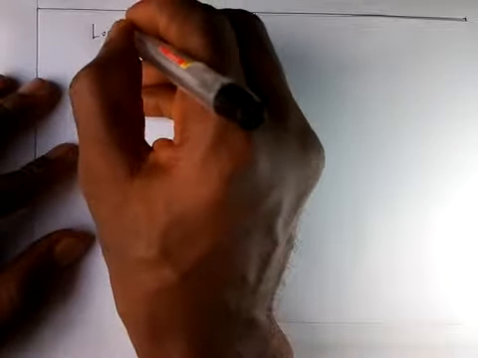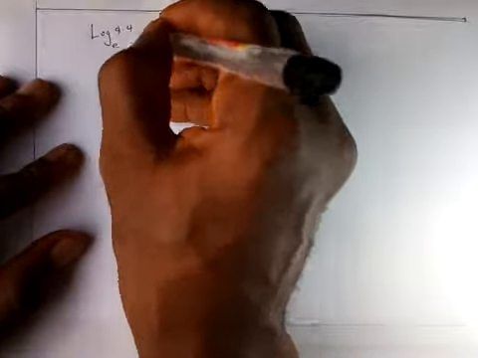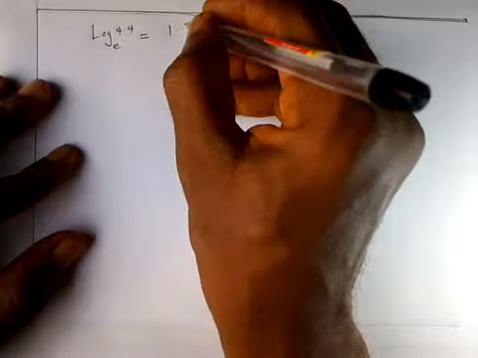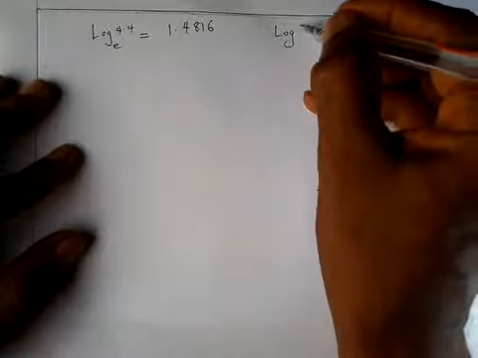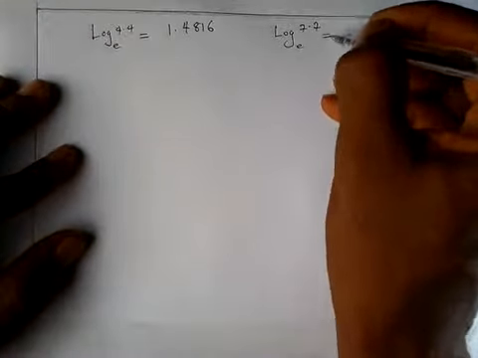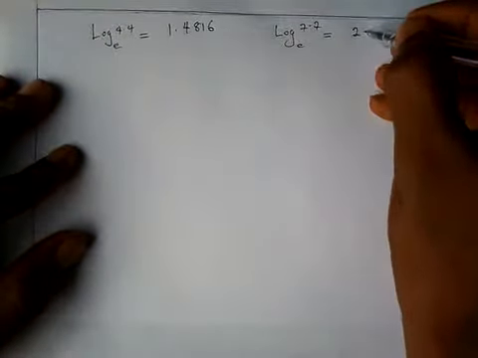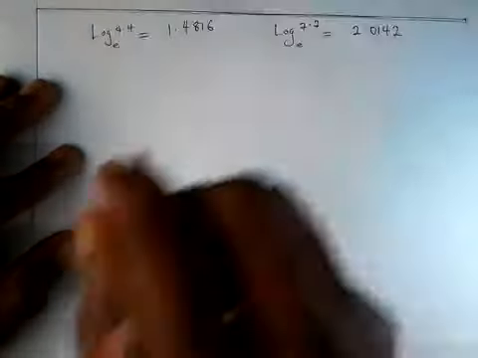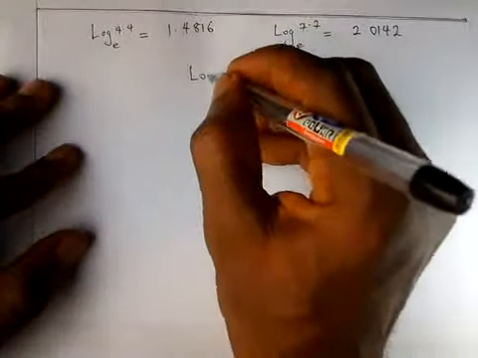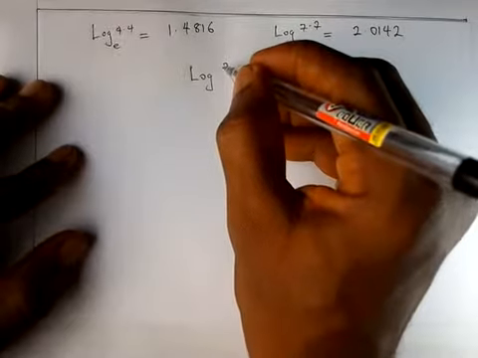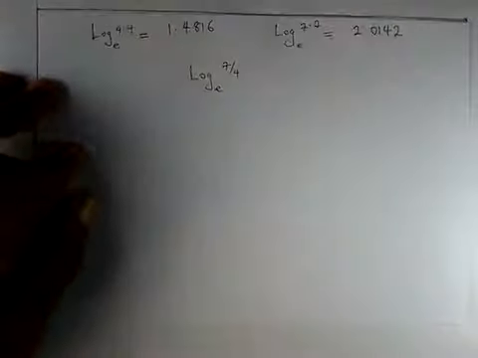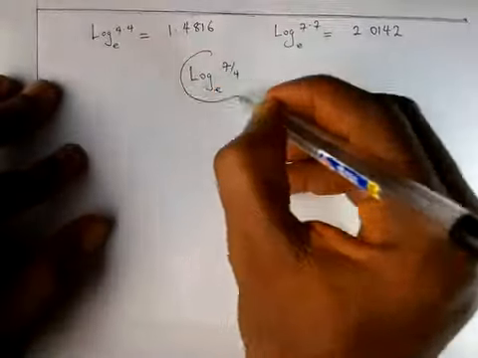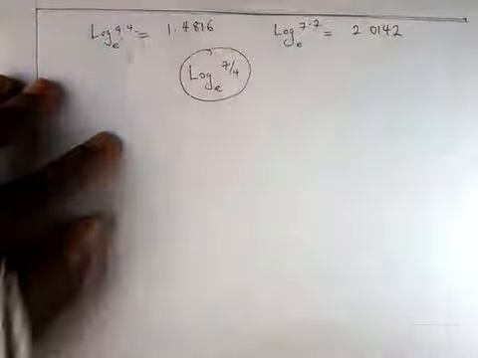Okay, the next question is demanding that we solve. We're given log 4.4 to base e to be equal to 1.4816 and log 7.7 to base e to be equal to 2.0142. I am now told to evaluate log 7 over 4 to base e. Okay, we're told to evaluate this, and we're given these two.